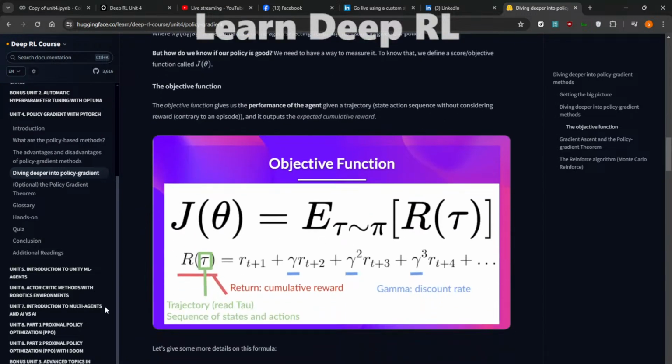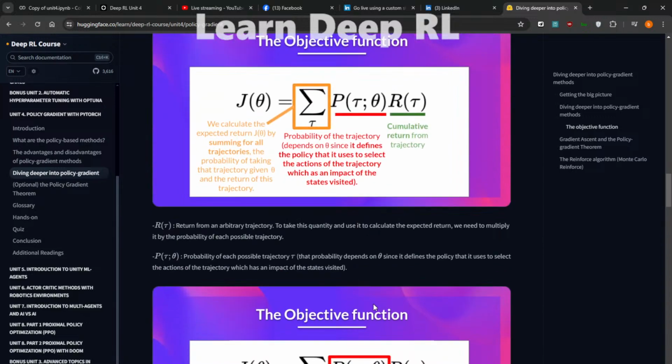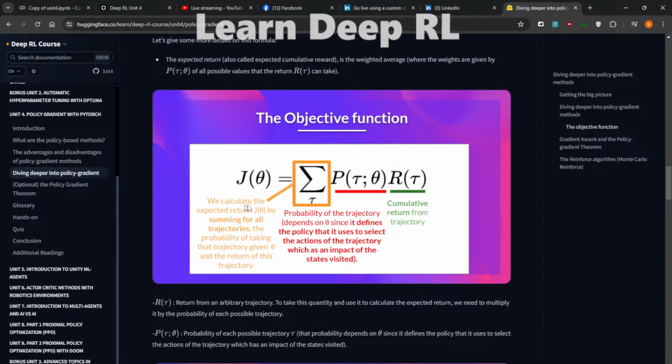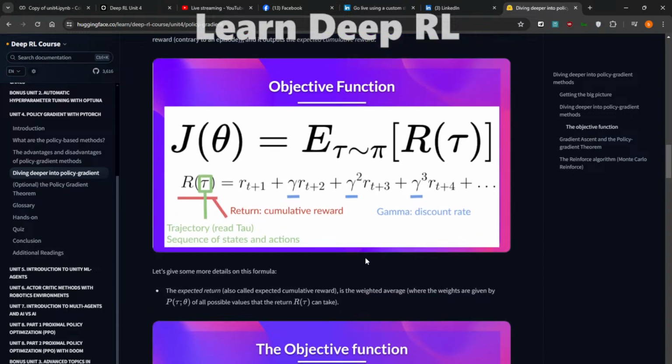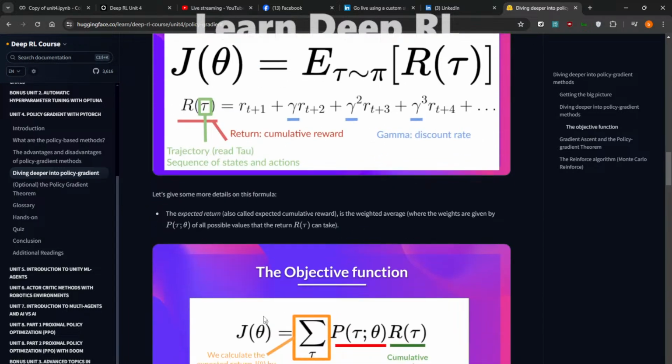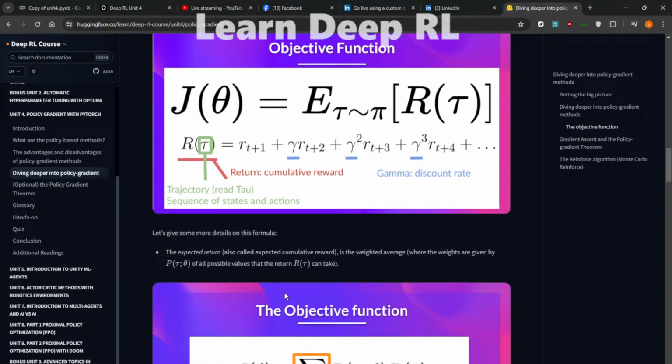So here's the objective function defined. We calculate the expected return, the J of theta, by summing for all trajectories the probability of taking that trajectory given theta and the return of this trajectory. So that is what the summation symbol is, and this tau is the trajectory. If you've seen a Monte Carlo simulation before, you can intuitively visualize it.